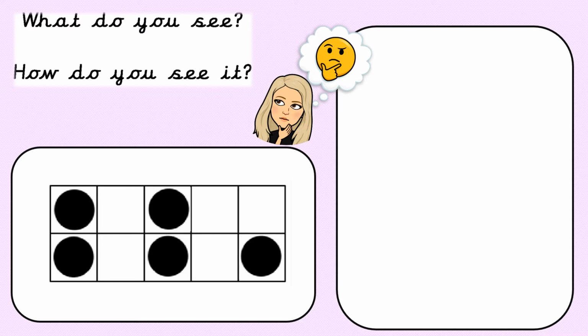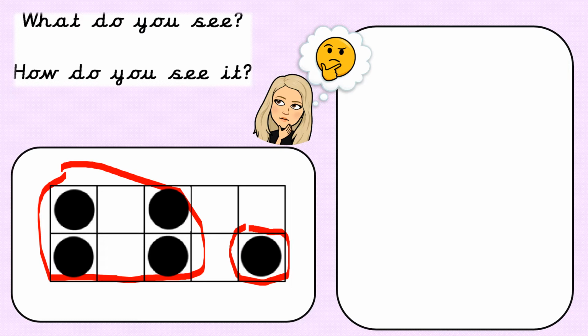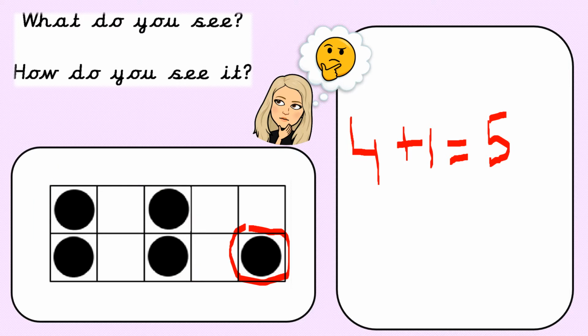Okay, so I would like to share with you what my brain sees first. My brain saw 4 and 1. So my number sentence would be 4 plus 1 equals 5. But everyone's brains work differently, so someone else might have seen a different number.